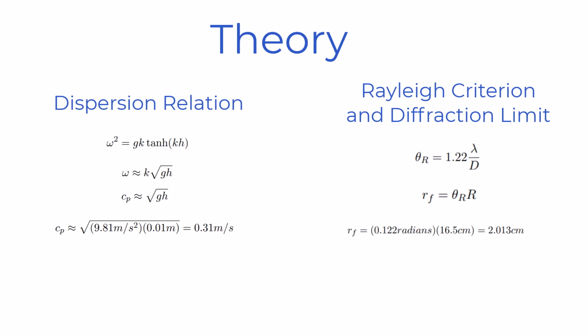Firstly, theory. Dispersion relations explain the relation between the angular frequency and the wave number of a wave. In water waves, this relation is given as omega squared equals g times k times tanh(kh). Since we are using shallow waters, this simplifies to omega equals k times square root of gh.